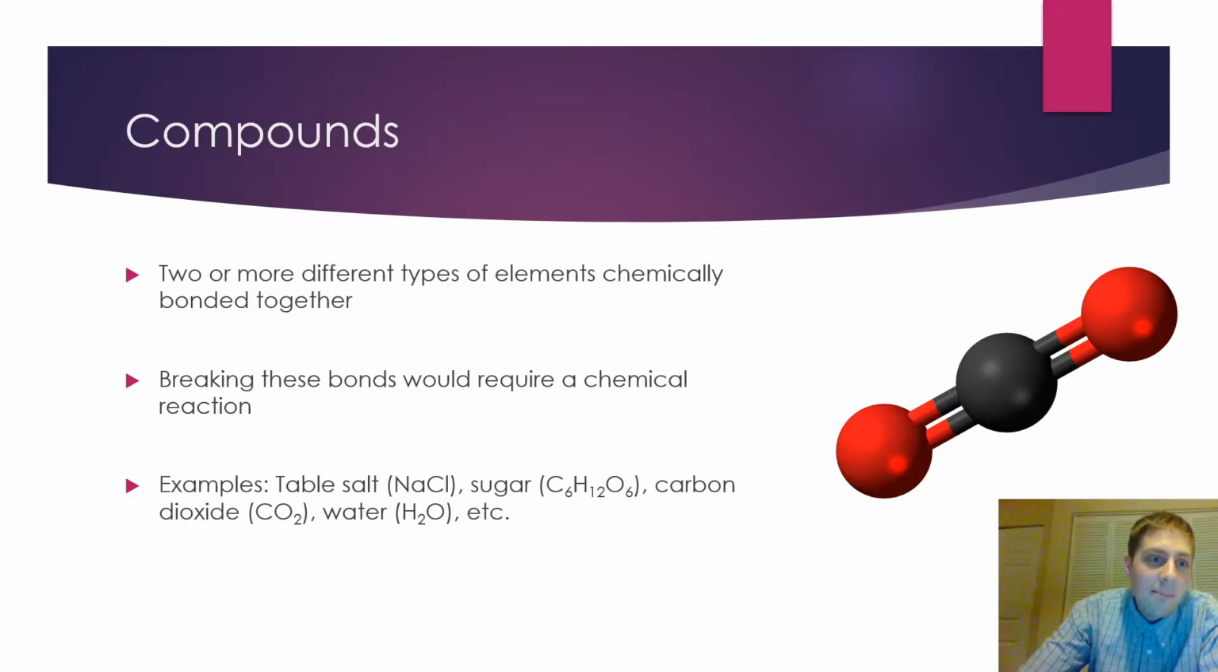Moving on to compounds. Compounds are two or more different types of elements that are chemically bonded together, right? So here, this black ball is a carbon, these two red balls are oxygen, and you can see that there are chemical bonds that are connecting them. And in order to break these bonds, that would require a chemical reaction to take place.